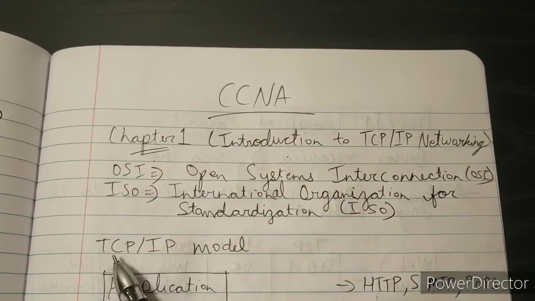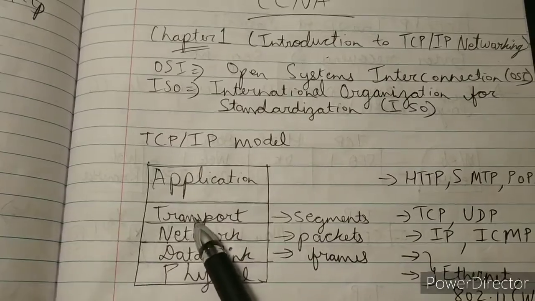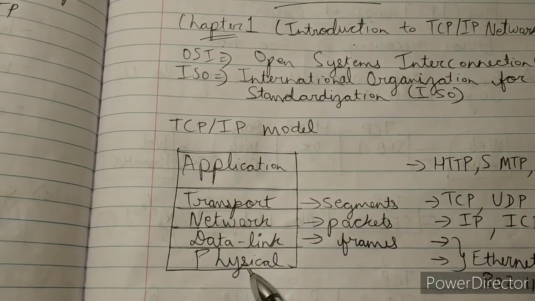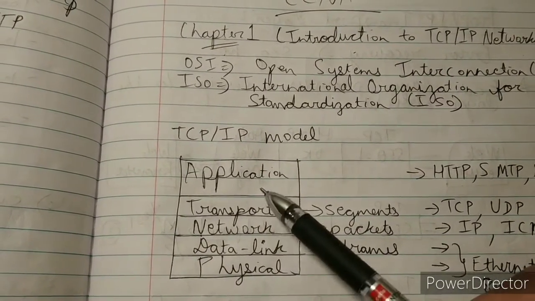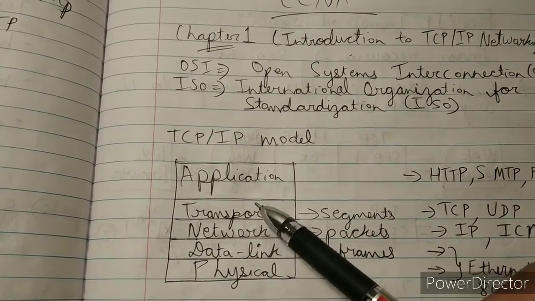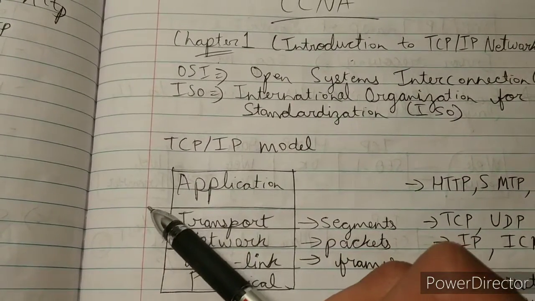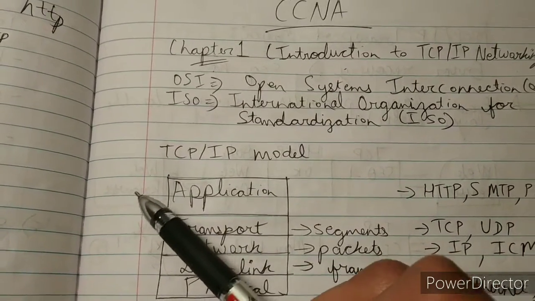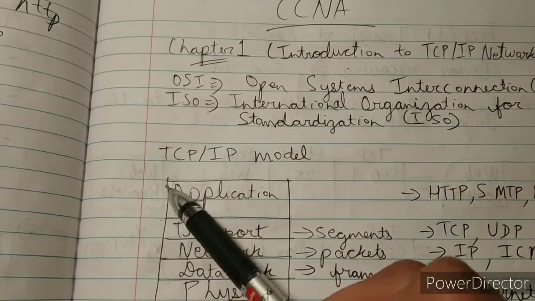Here we need to also know about the TCP/IP model, which basically has 5 layers. First starting with the physical, which is layer 1, data link layer 2, network layer 3, transport layer 4, and all the other layers are in the application layer, which ranges from 5 to 7.